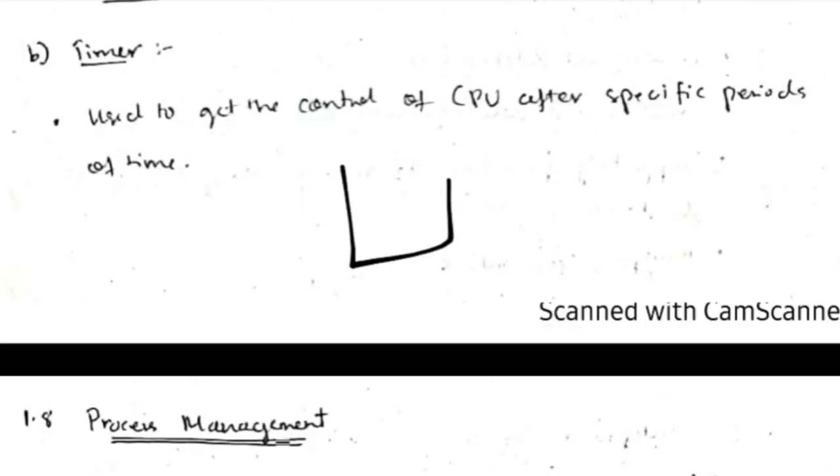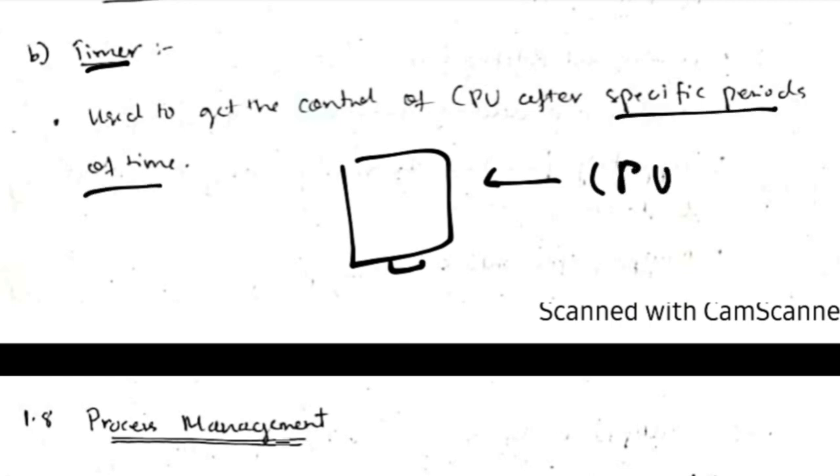Whenever a user is using a CPU for a longer time, at that time the timer is used. That timer means the CPU will take the control of the system in specific periods of time, okay, to not let the user use the computer for a longer amount of time. Okay, that's known as timer.